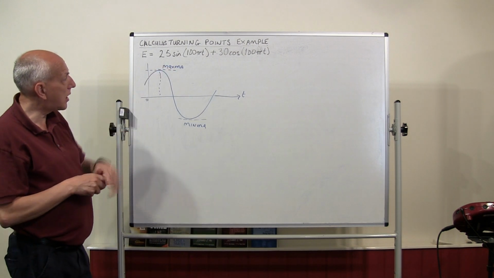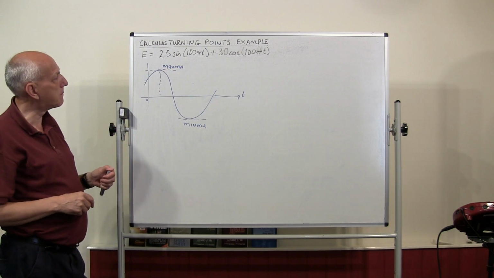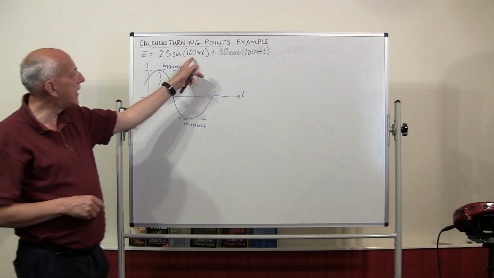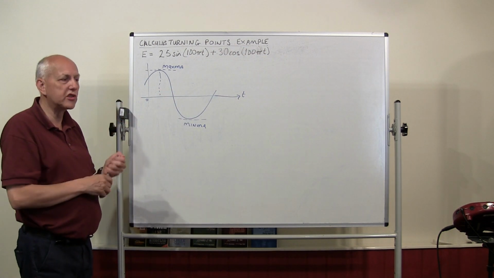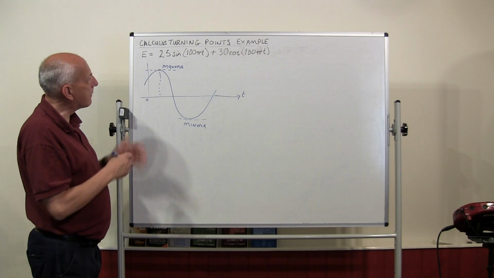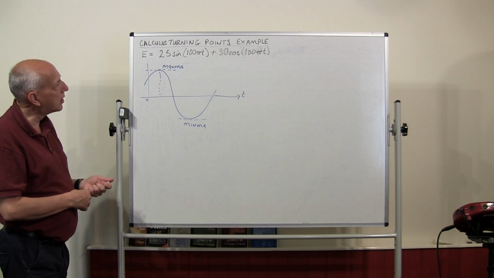But if these were something like different frequencies, or the frequencies shown here in the 100 pi, which is the angular frequency, if they're different frequencies, it won't be as easy to do it with a trig identity. Anyway, we're going to do it with turning points, because that's the whole point of the exercise.